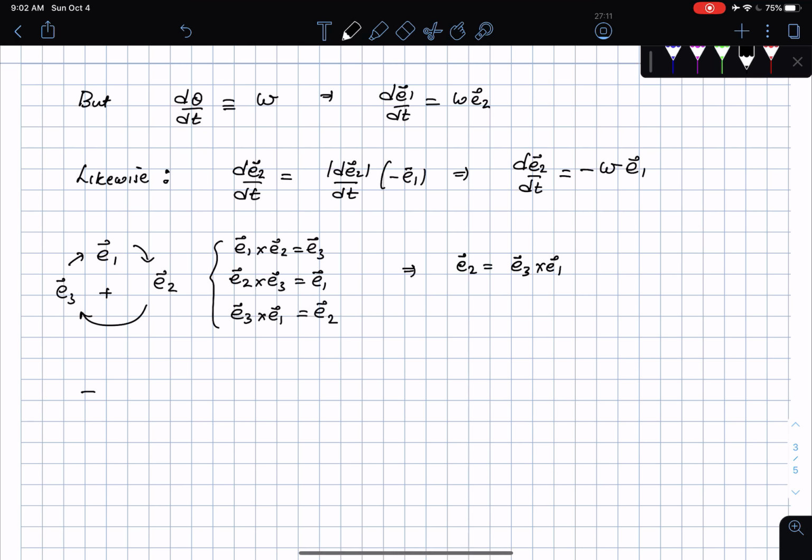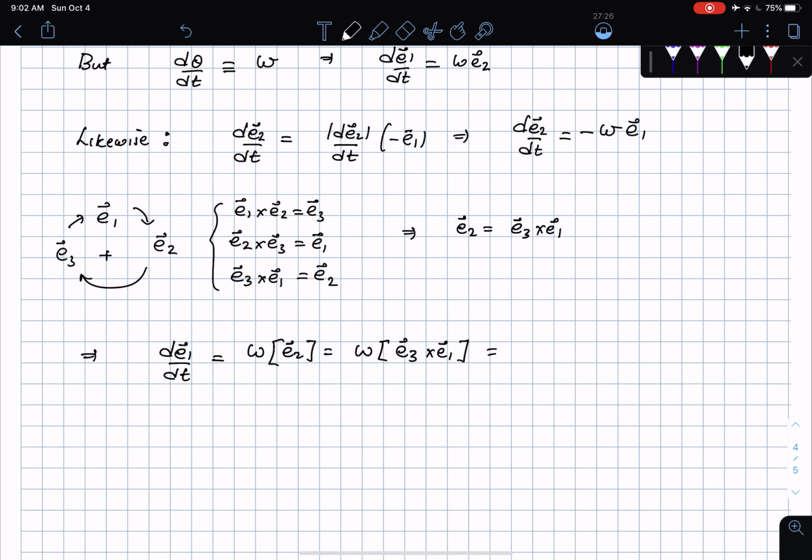Okay, so which means if I look at dE1 by dt, this is omega times E2, which is omega times E3 cross E1, or this is omega E3 cross E1, right? Just making use of the scalar multiplication of a cross product. Okay, so omega E3 is nothing but the omega vector, which means that dE1 by dt is omega cross E1, the omega vector itself crossed with E1. This is a foundational idea.